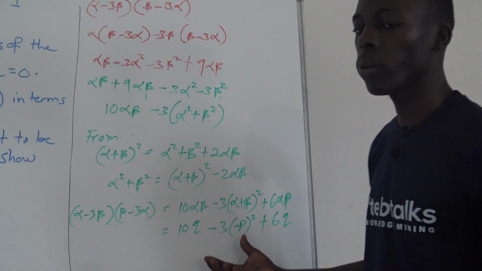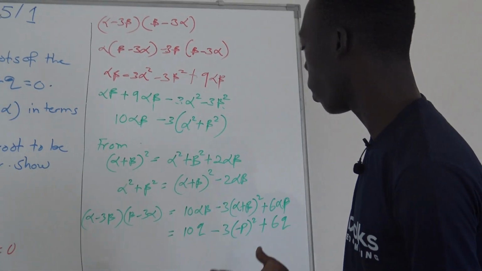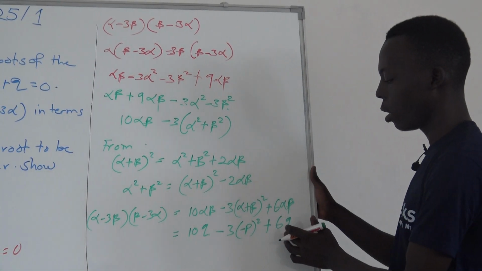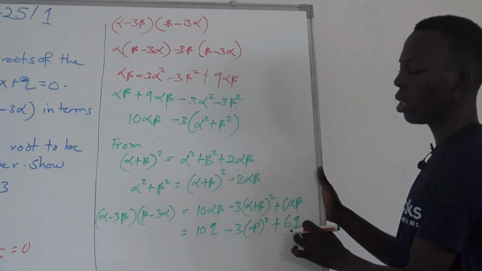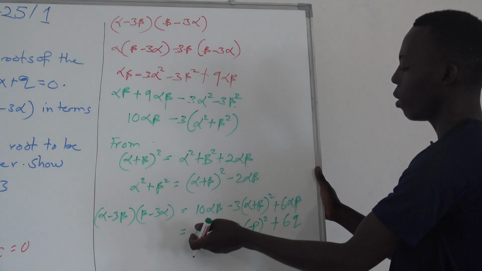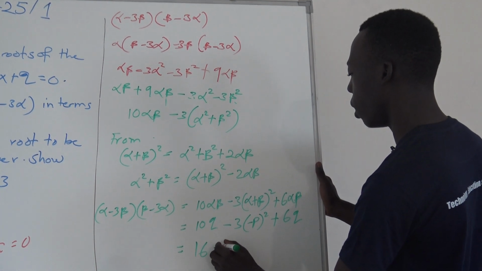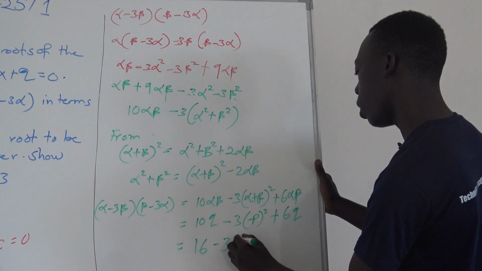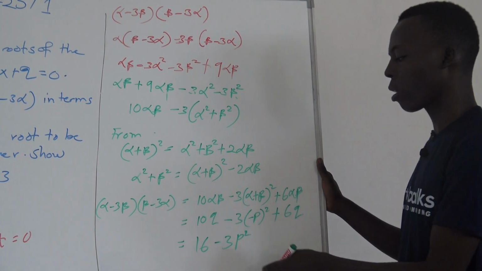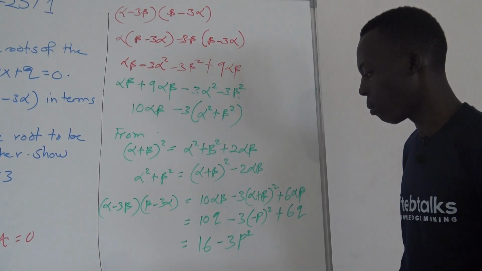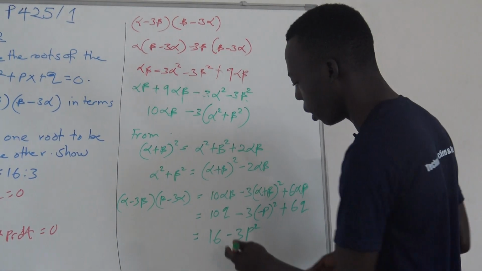So we said that when we square a negative value, we get a positive. And we are saying that these are the same, so we can just say this one plus this, you get 16. 16, then minus 3p squared, since this one we changed to a positive. So we shall have something like this.